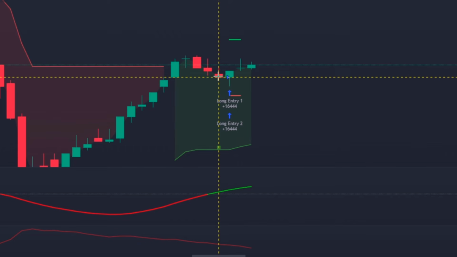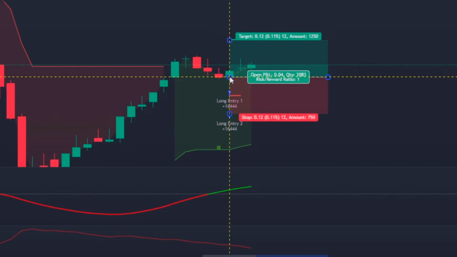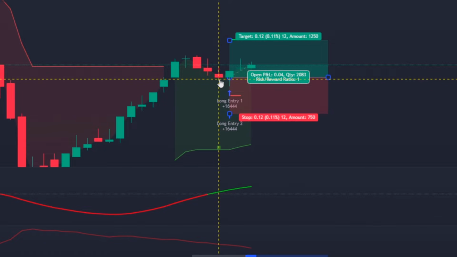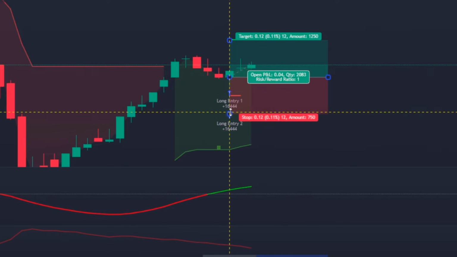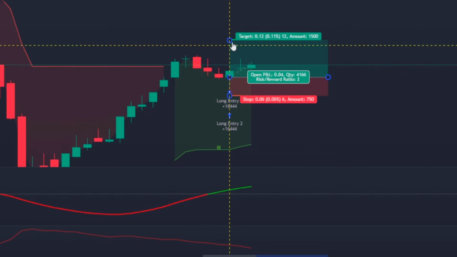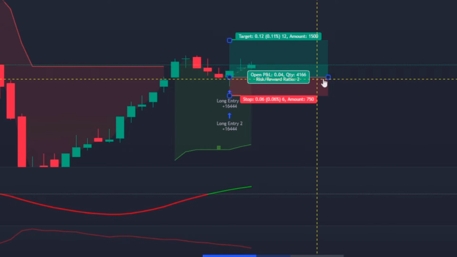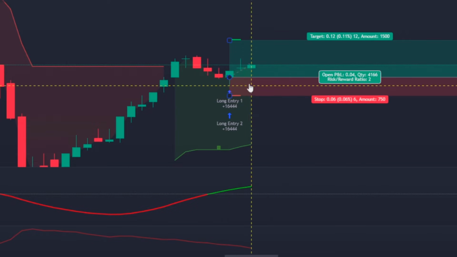So we will enter at the close of the signal candle, which is this one. The stop loss value is equal to the ATR pip value, so it is equal to 6 pips, and the take profit is at the 1:2 risk to reward zone, so at this level.